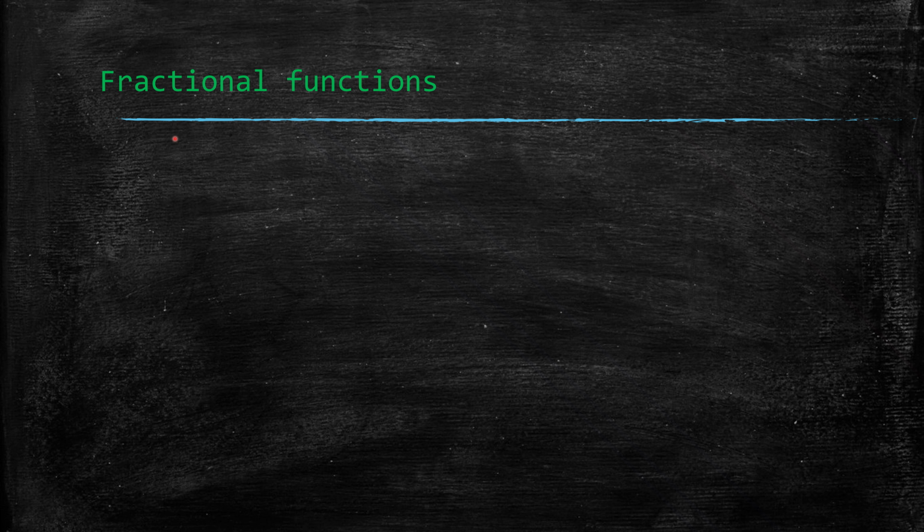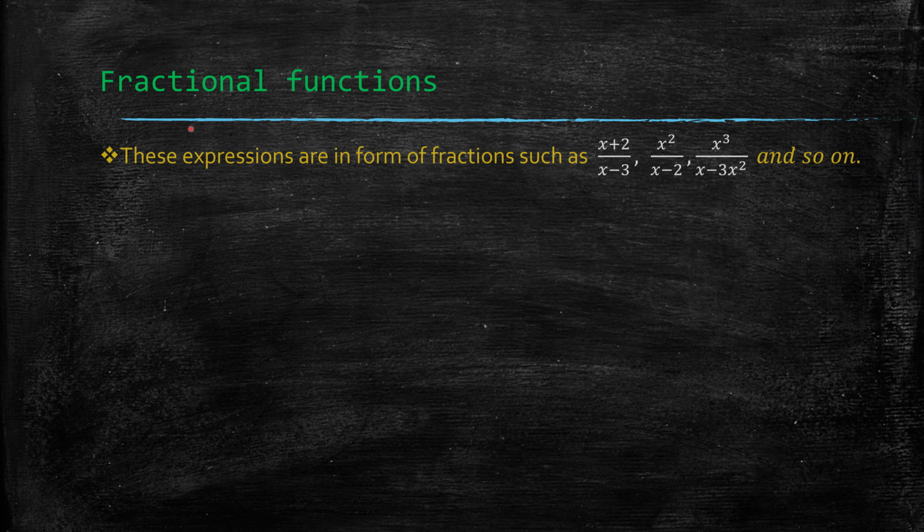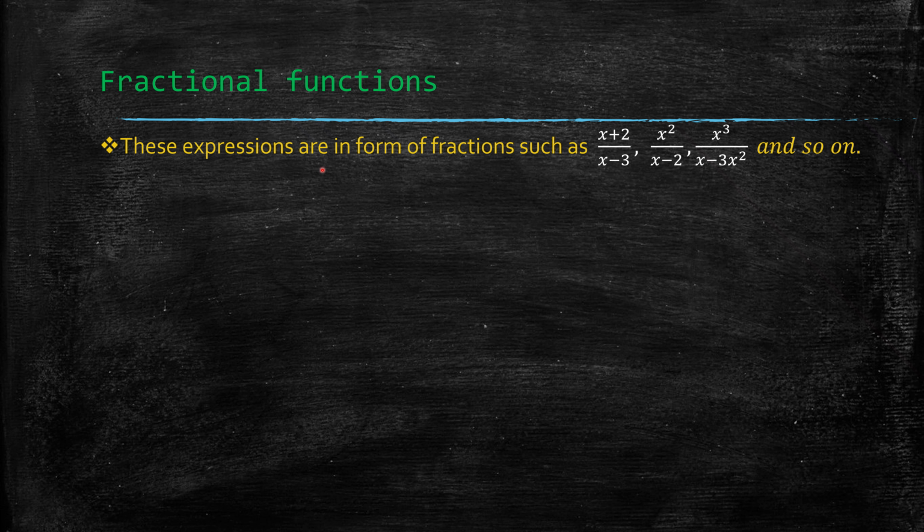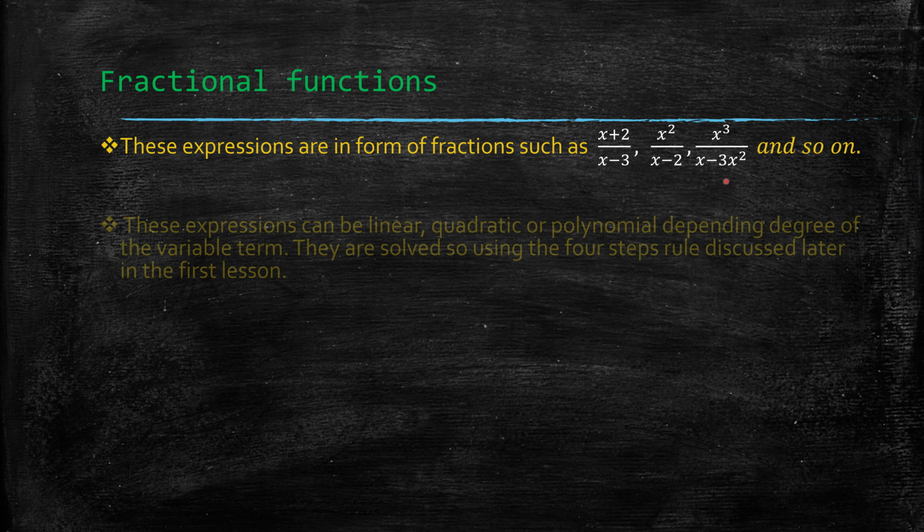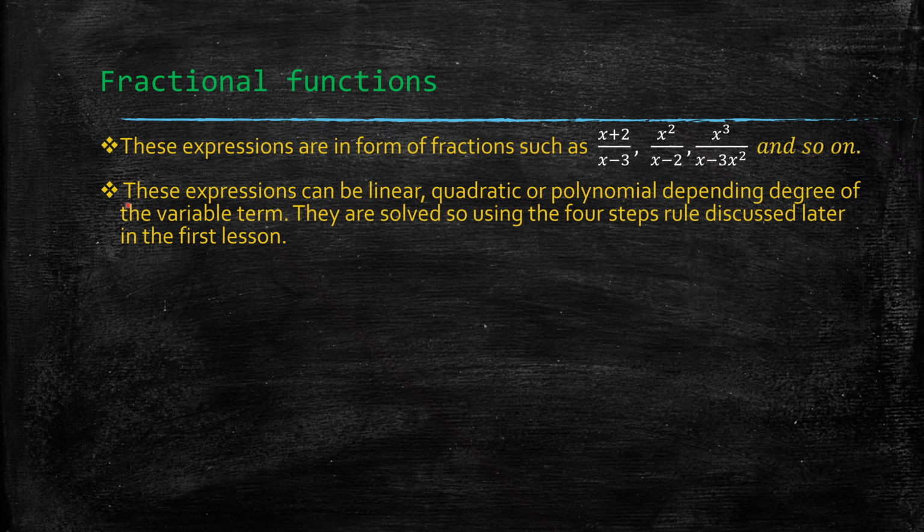Alright, let us go through our lessons beginning with the fractional function. These expressions are in form of fractions such as x plus 2 over x minus 3, x squared over x minus 2, x cubed over x minus 3x squared, and so on and so forth. So they can come in so many ways, but what we need to know is that these expressions can be linear, quadratic, or polynomial depending on the degree of the variable term.